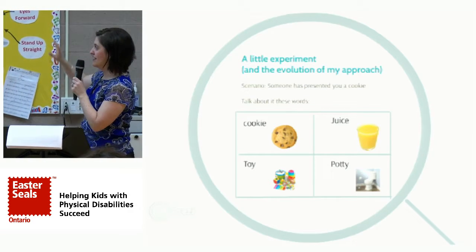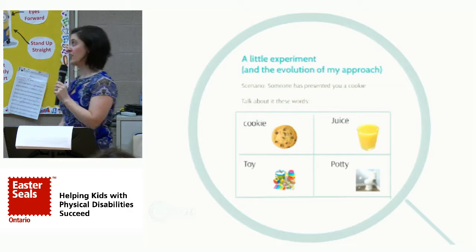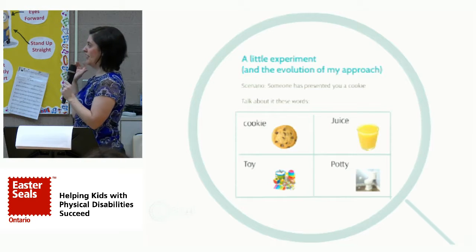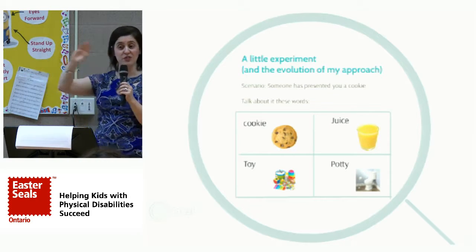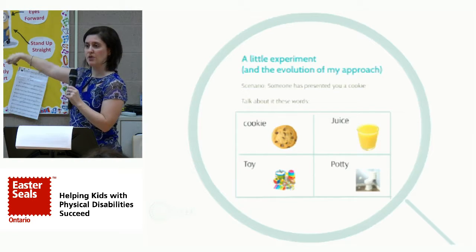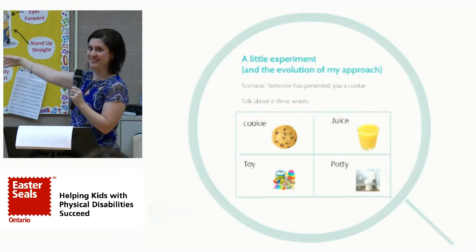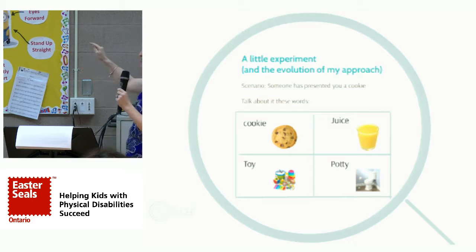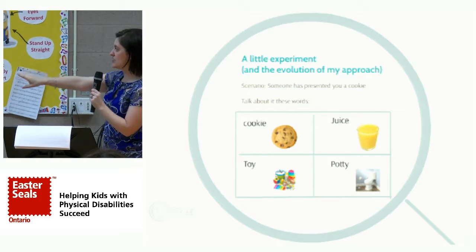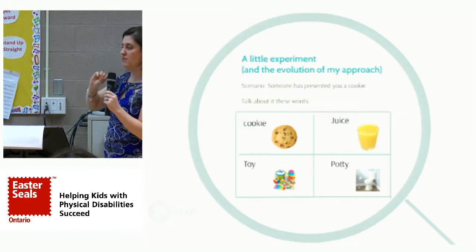Okay, so a little break in the strategies, and here's a little experiment for all of you sitting here. And this is kind of the evolution of my approach. When Ava first got her machine, or when we first started looking into it, I thought, this is kind of what I was going to put up there, right? I want to know why she's crying. You want a cookie? You want juice? You want a toy? Do you want to go potty maybe? I don't know. These are examples of something that I thought might happen.